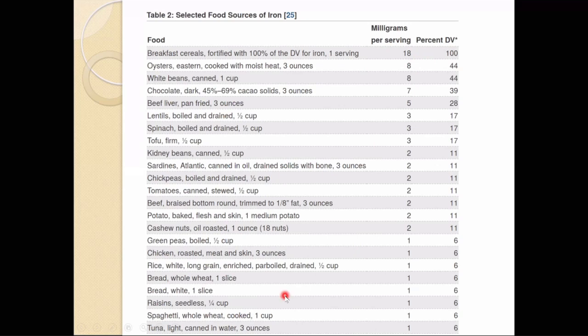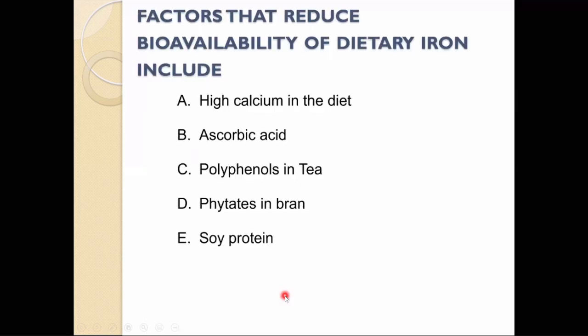And you would have already learned all this, right? So again, to check, this is for you to refresh your knowledge. The question is, what are the factors that would reduce the bioavailability of dietary iron? High calcium in diet, what would that do? It will compete with the receptors for absorbing iron. Yes, so that will reduce the bioavailability.